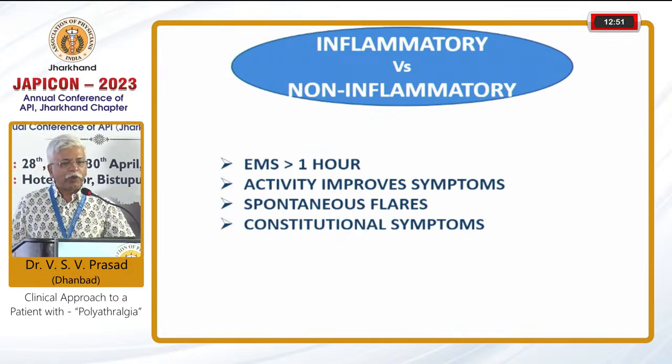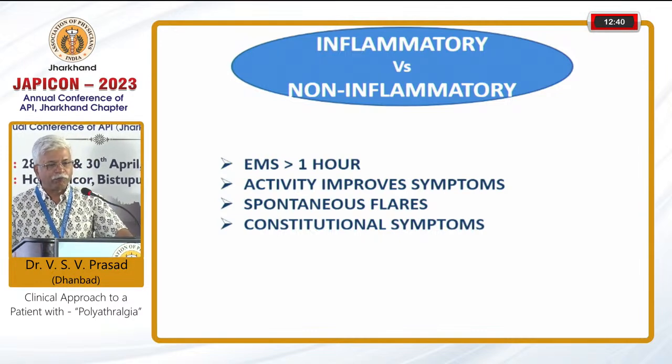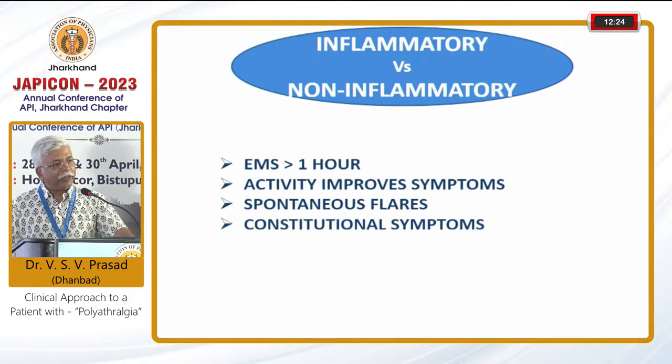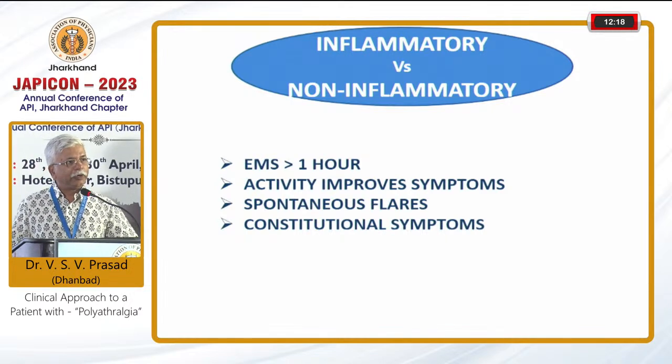The most important thing when we are seeing a case of polyarthritis is to determine whether the polyarthritis is inflammatory or non-inflammatory. This is one of the fundamental requirements as we need to proceed forward to make a diagnosis. So we look for early morning stiffness. If the early morning stiffness of the joints lasts for more than an hour, it is likely to be an inflammatory polyarthritis. And if activity improves symptoms, and lack of activity worsens symptoms, then the chances are that the joint that you're dealing with is inflammatory.